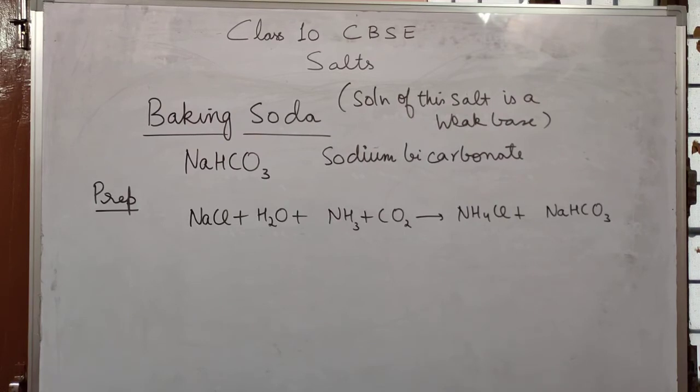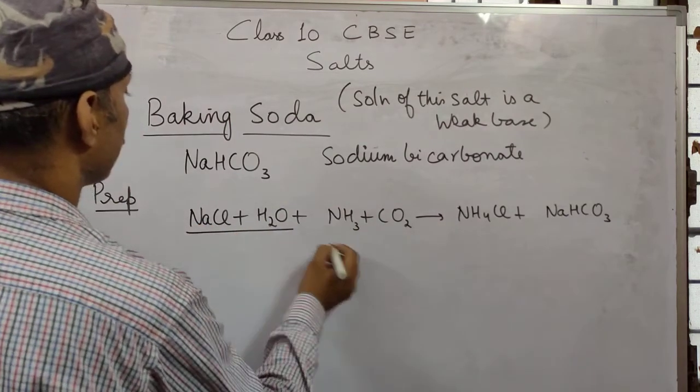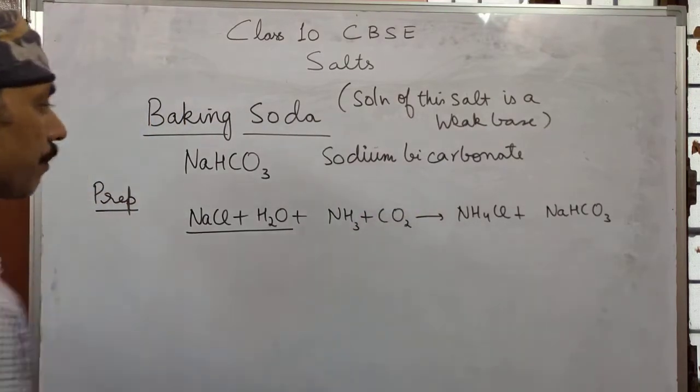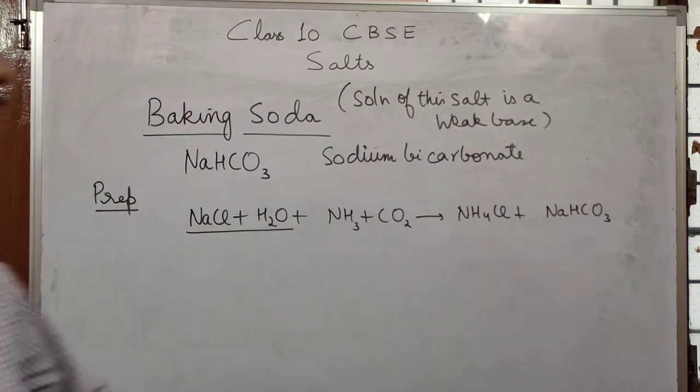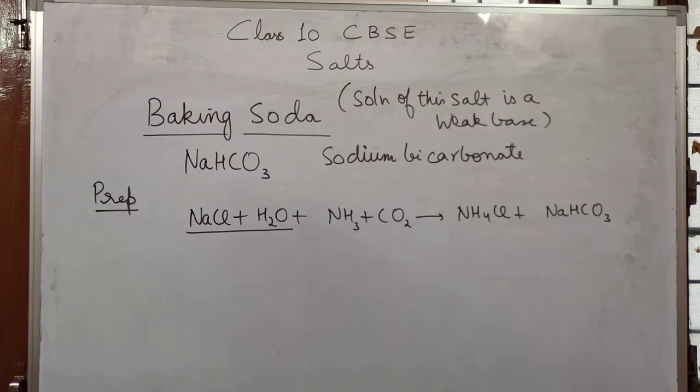Is it balanced? Yes, it is. It has to be. So you take another brine solution. Through this you pass ammonia gas. Side by side you pass carbon dioxide gas, and you get the two salts. One is sodium bicarbonate and the other is ammonium chloride.